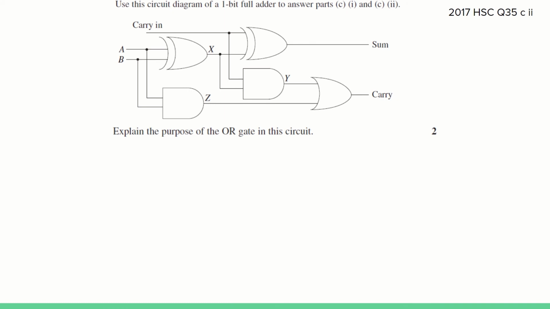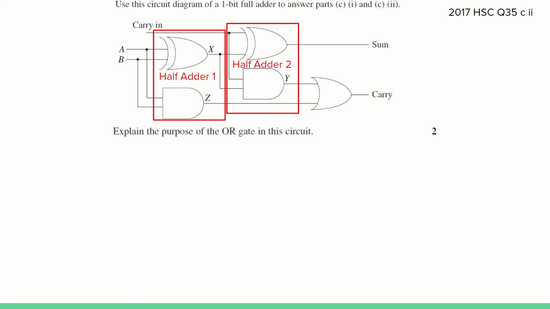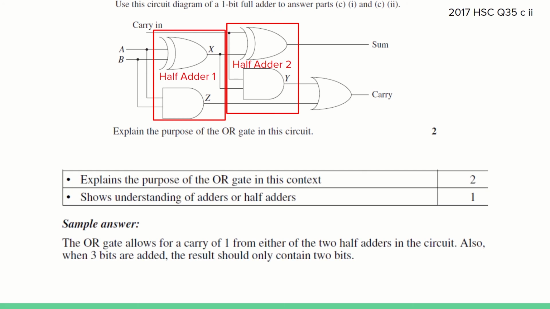Explain the purpose of the OR gate. So, it's 2 half adders. If we add those 2 half adders, they need to be able to put out the carry. So this is a 2-mark question, and it literally says explain the purpose of the OR gate in the context, and then it says the OR gate allows the carry of 1 from either of the 2 half adders into the circuit. When 3 bits are added, the result only contains 2 bits. Like what I just said, by having the 2 half adders and joining them together. That's essentially that in a very, very shorthand answer.